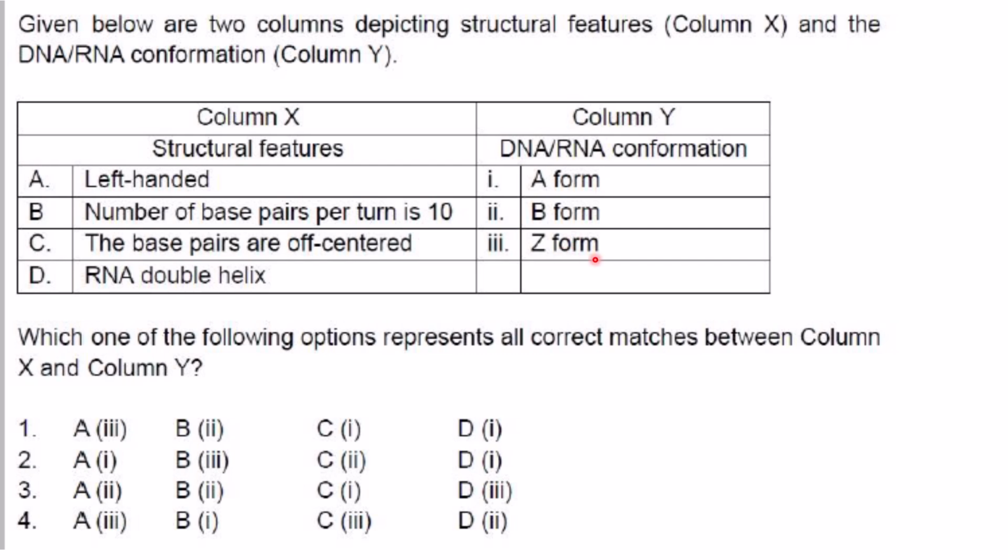And in Z form of DNA, you know the phosphate backbone is zigzag. So the base pairs are exposed to the outside solvent due to the zigzag nature of the Z form of DNA. So they are off-centered in case of A form of DNA. Then RNA double helix is also A form conformation. Okay, so option 1 is the answer.